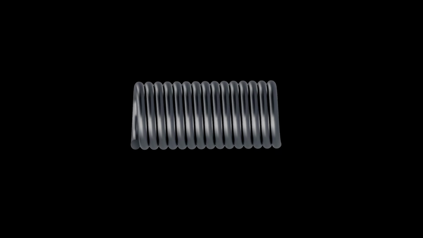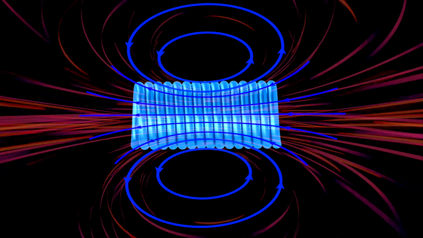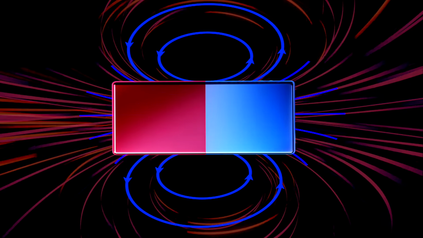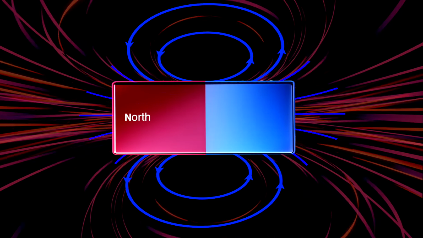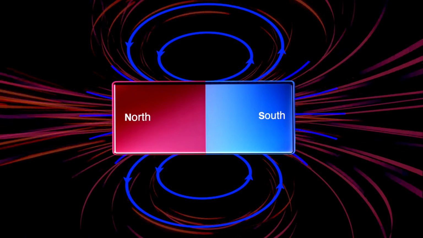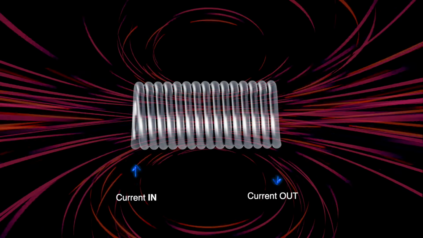Adding multiple closely spaced turns to the coil creates a solenoid. Inside a solenoid, the magnetic field is strong and uniform, while outside it creates ellipses resembling the field lines of a bar magnet, with a north pole where field lines emerge and a south pole where they converge. This setup effectively creates a magnet powered by electricity, hence calling it an electromagnet. Electromagnets are only magnetic when current flows through them.